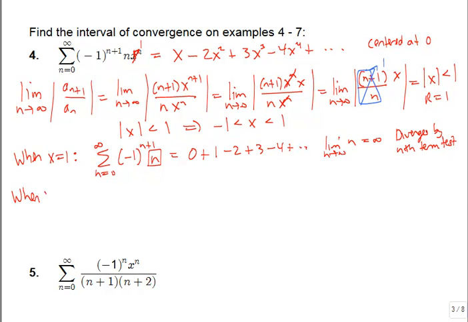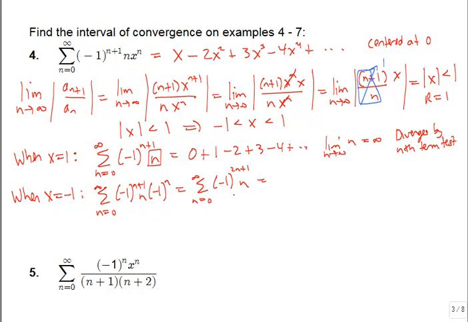So now let's see what happens at the other endpoint, -1. So if I plug in -1 for my x right here, then this is going to be -1 to the n plus 1 times n times -1 to the n. And you can simplify that a little bit. A -1 to the n plus 1 times a -1 to the n is a -1 to the 2n plus 1. You can add those powers together.